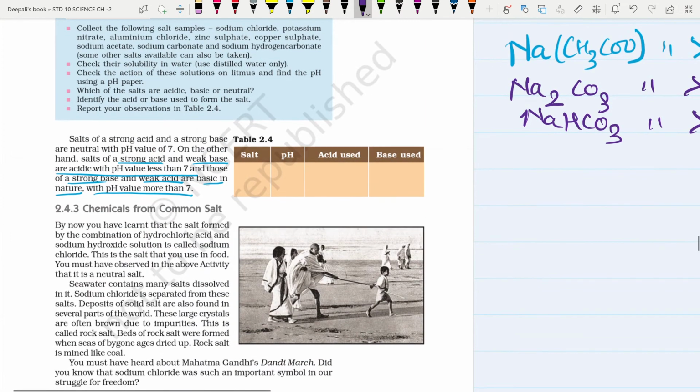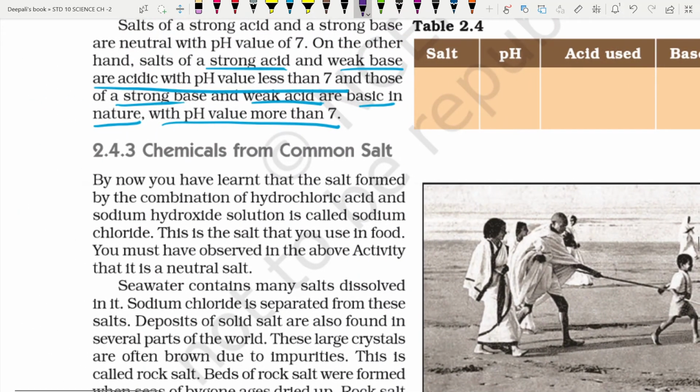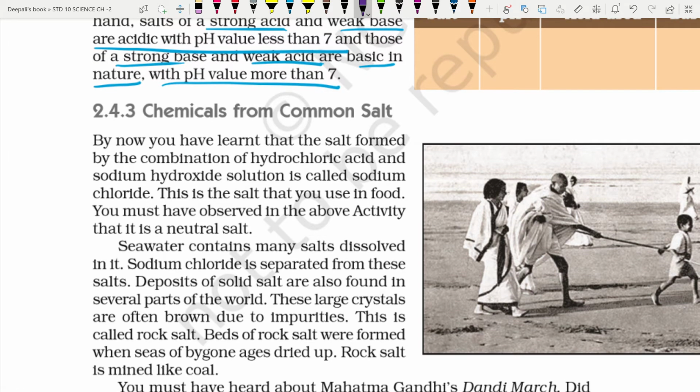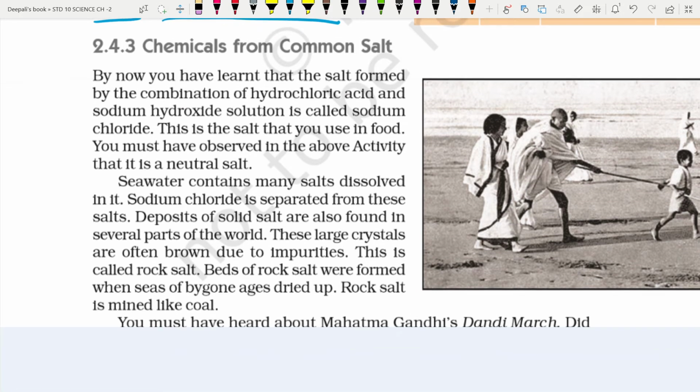Now let us see chemicals made from common salt. By now you have learned that the salt formed by the combination of hydrochloric acid and sodium hydroxide solution is called sodium chloride. This salt that you use in food, as you must have observed in the above activity, is a neutral salt. Seawater contains many salts dissolved in it. Sodium chloride is prepared from these salts.